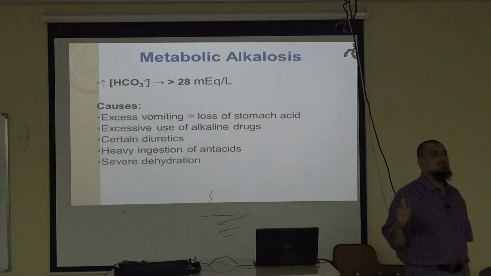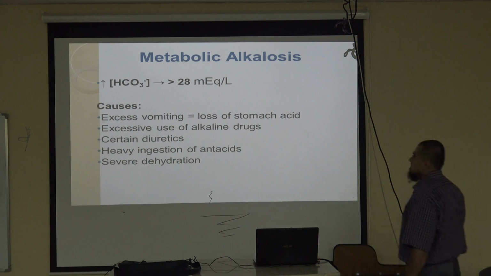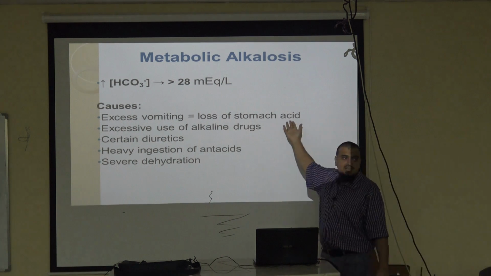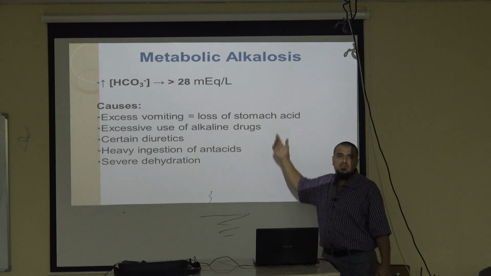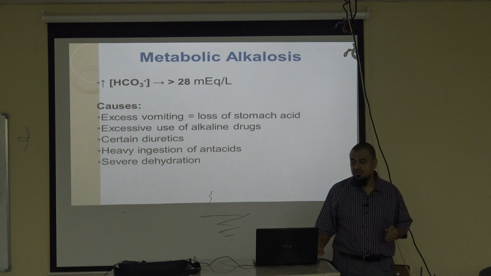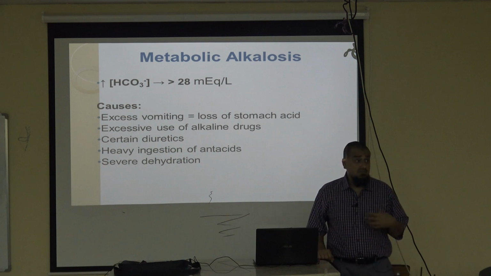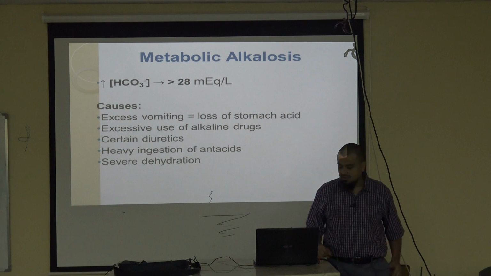Now we are left with the last one, which is metabolic alkalosis. In metabolic alkalosis, the problem is an increase of bicarbonate, and these are the causes: excessive vomiting, which I said in acidosis by mistake. Clear? Similarly, sometimes you use a lot of alkaline drugs, or sometimes you use diuretic drugs, which result in loss of acid in the urine. Similarly, sometimes you take heavy antacids. All these conditions cause metabolic alkalosis.